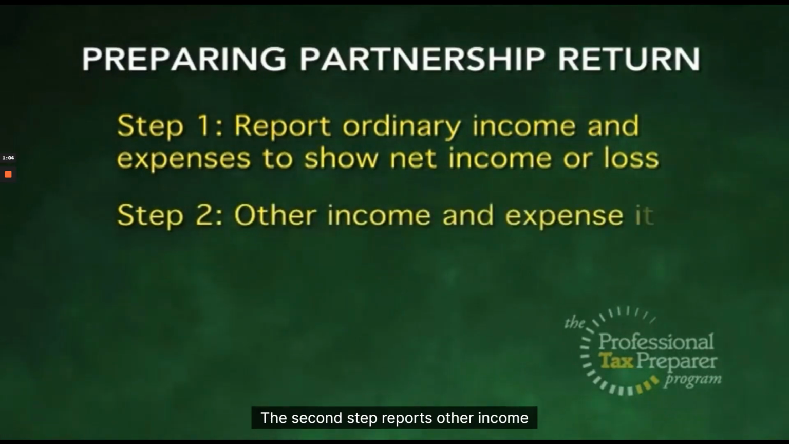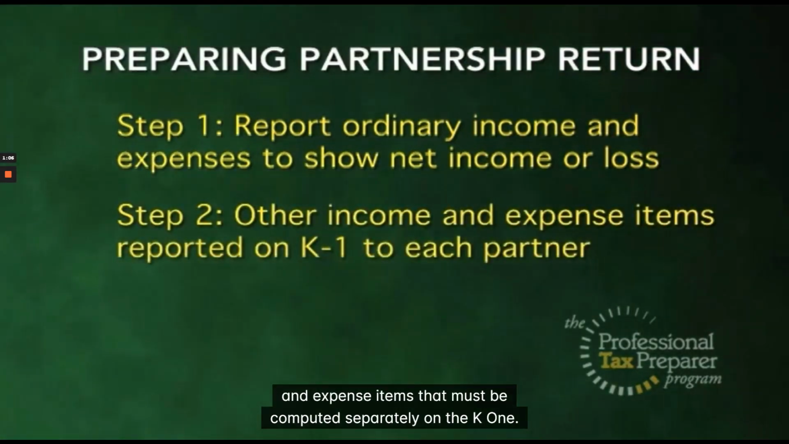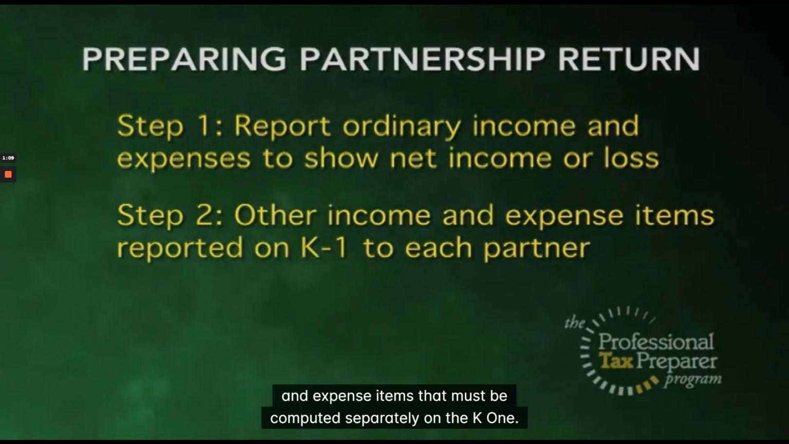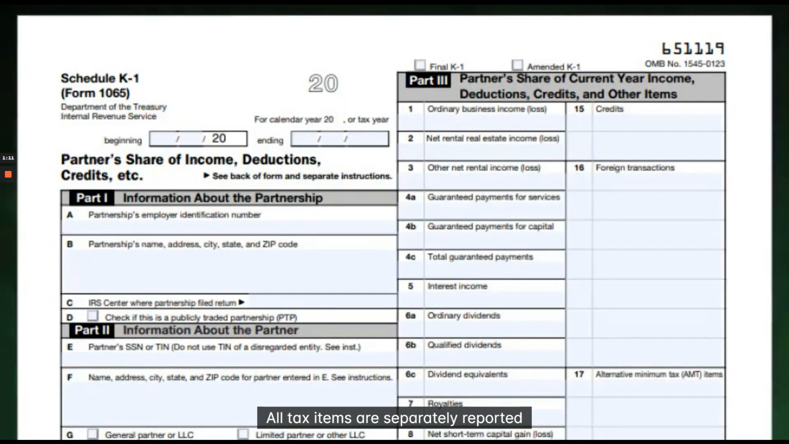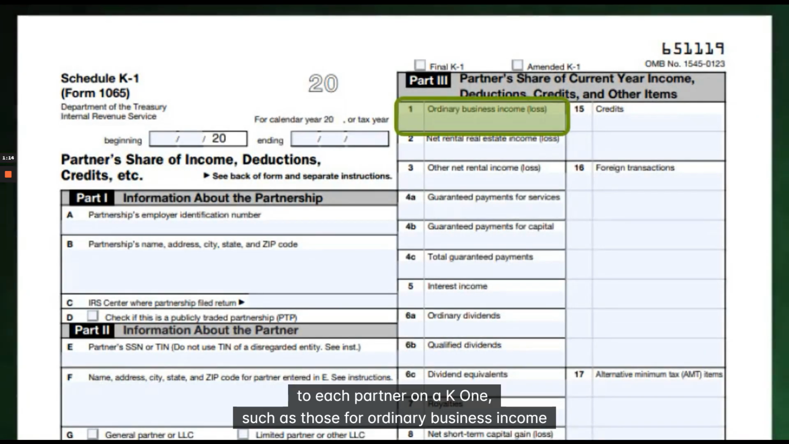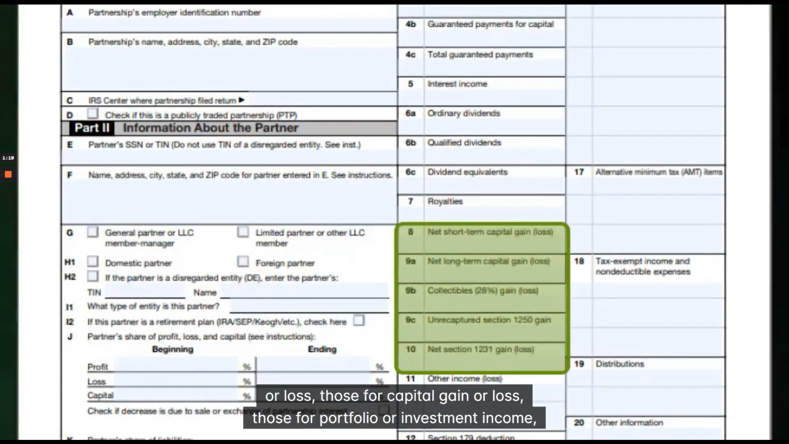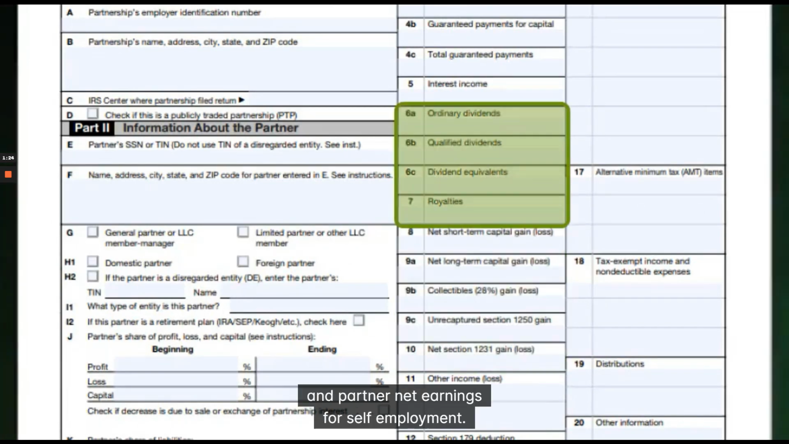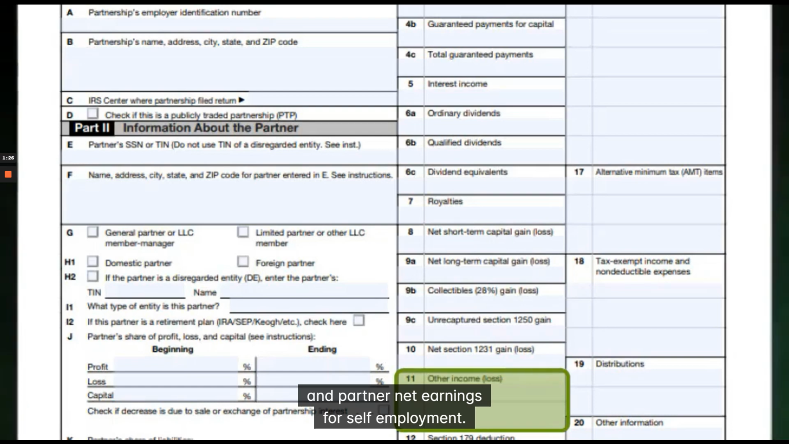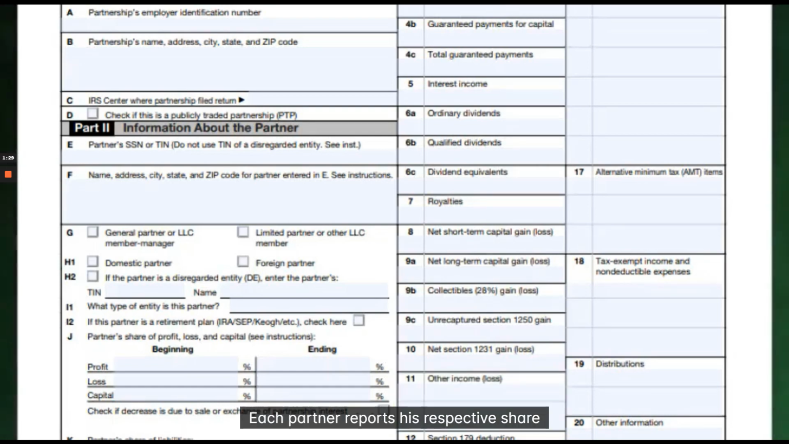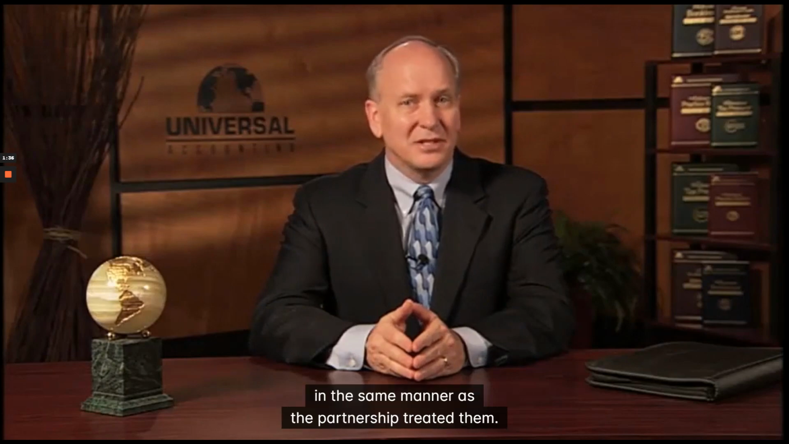The second step reports other income and expense items that must be computed separately on the K-1. All tax items are separately reported to each partner on a K-1, such as those for ordinary business income or loss, those for capital gain or loss, those for portfolio or investment income, and partner net earnings for self-employment. Each partner reports his respective share of tax items on his individual income tax return. The partners must treat such items in the same manner as the partnership treated them.